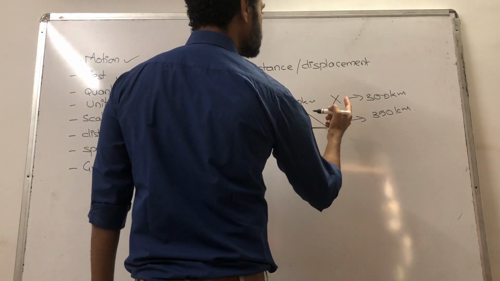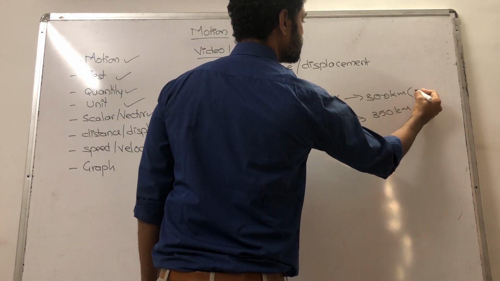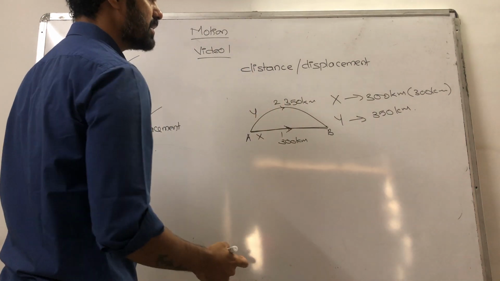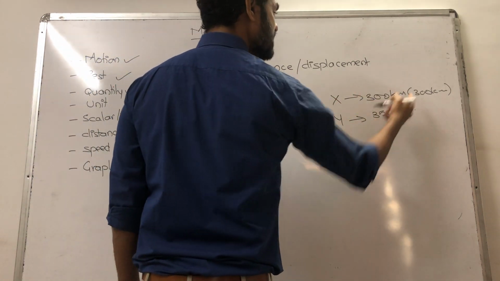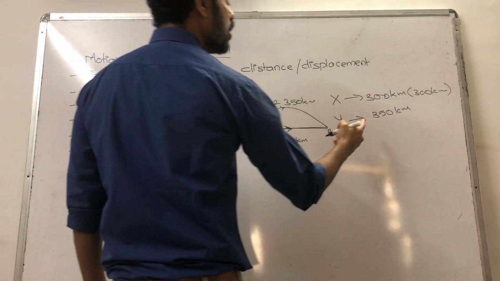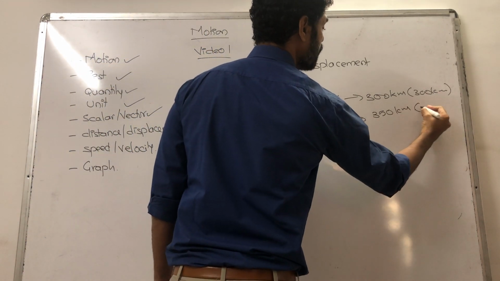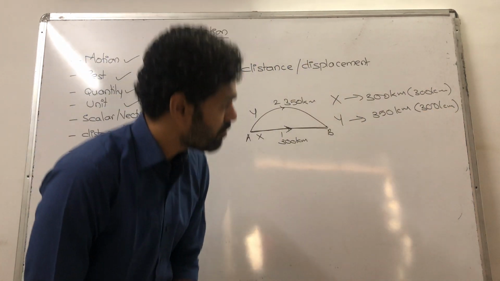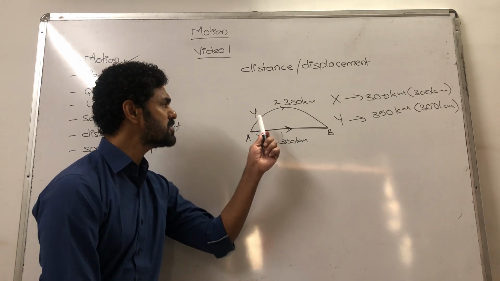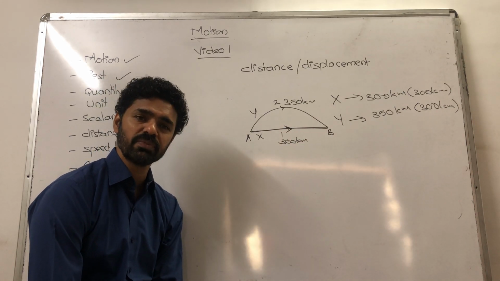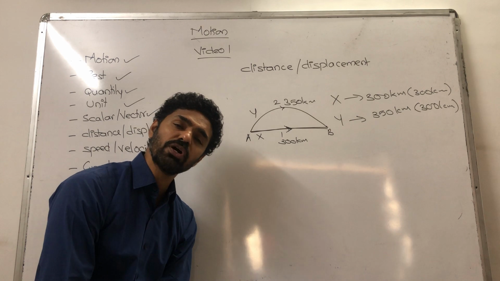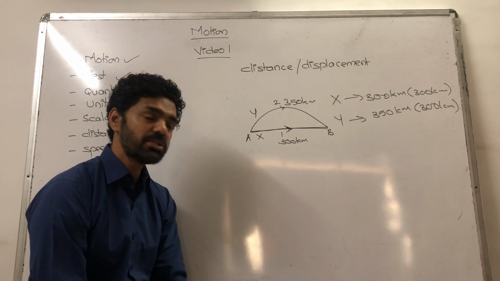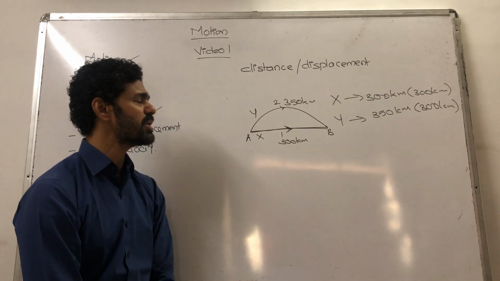So if someone says, what is the displacement of X? We will say the displacement of X is again 300 km. And displacement of Y, though Y travelled a distance of 350 km, still its displacement would be 300 km. Why? Because displacement does not take the path into consideration. Displacement will always focus on the shortest path. Now the shortest path will have a fixed direction. So displacement takes that particular direction into consideration.